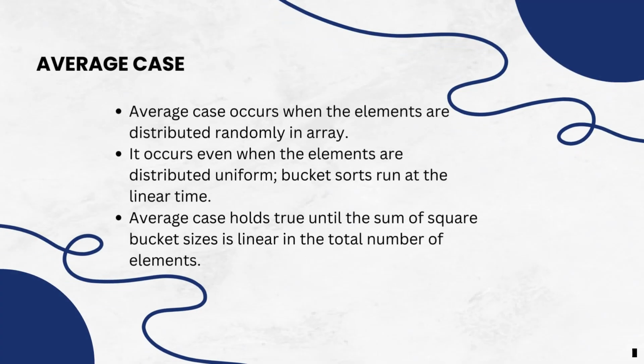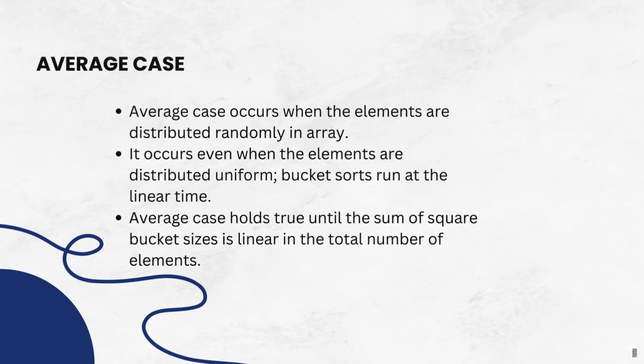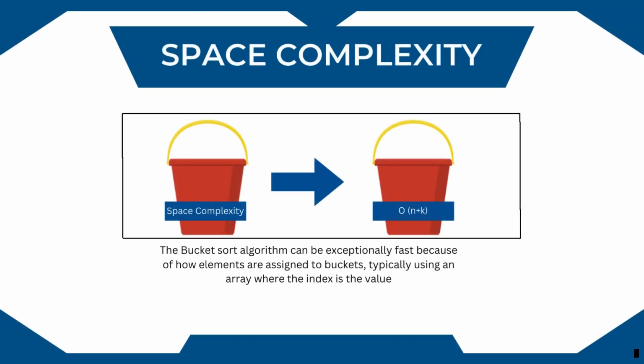And lastly, we will learn how the average case occurs in the bucket sort algorithm. The average case occurs when the elements are randomly distributed in the array. It occurs even when the elements are distributed in a uniform way. Bucket sort runs in linear time. The average case holds true until the sum of bucket sizes is linear in the total number of elements. Next, we will see about the space complexity.